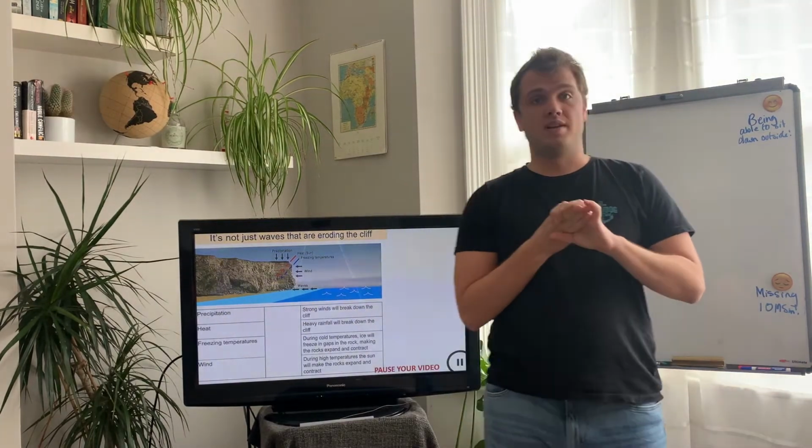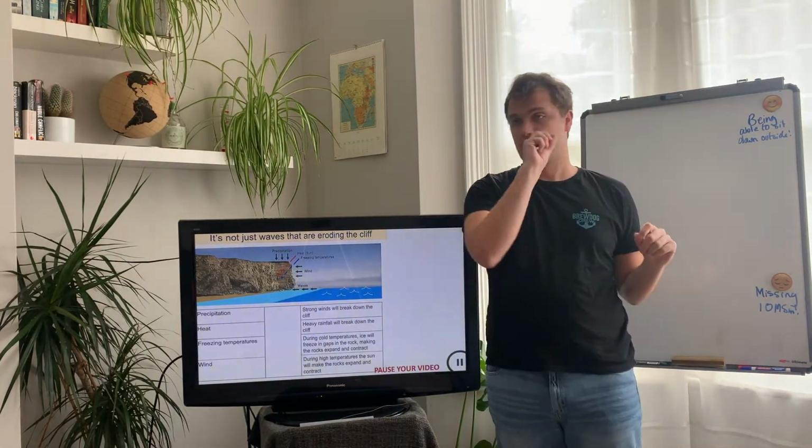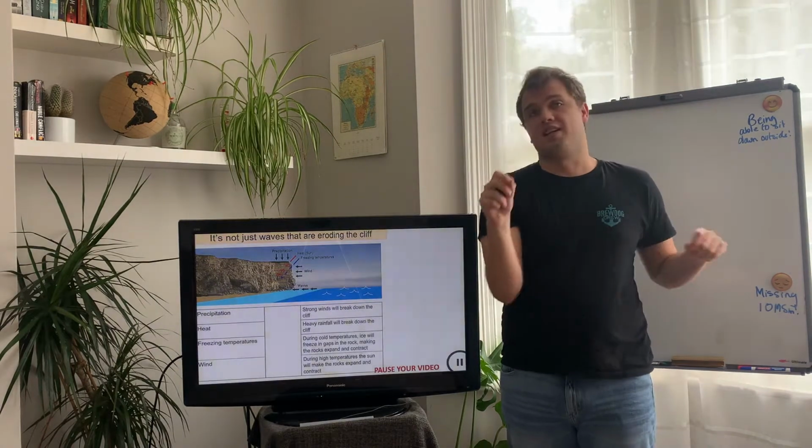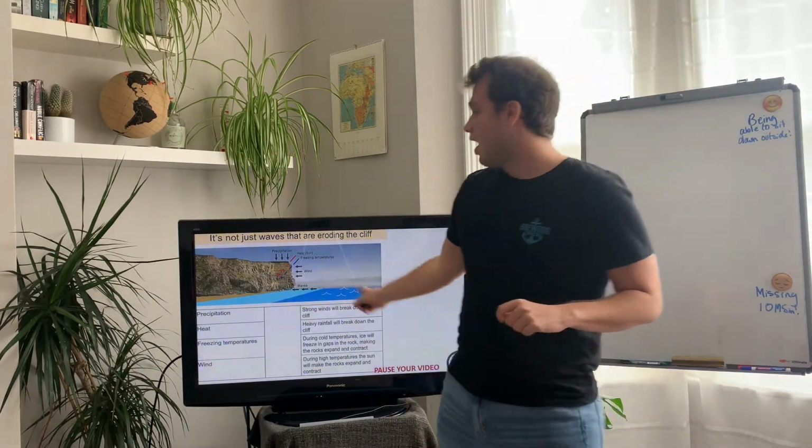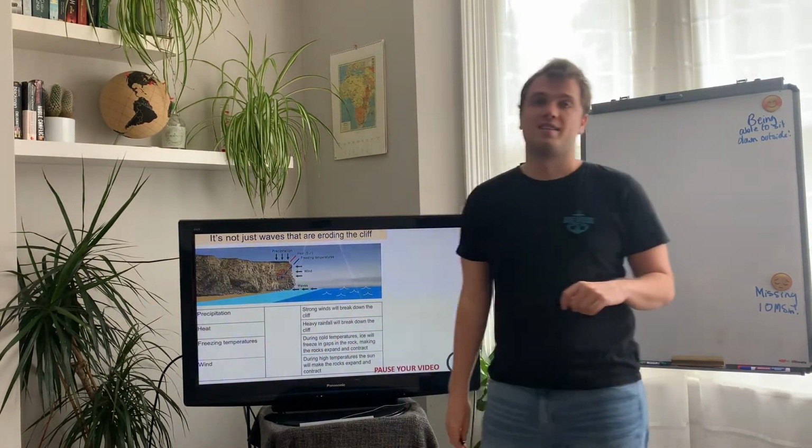So what I'd like you to do now is just do a little subheading, factors affecting cliffs, and I'd like you to copy out this little gap fill for me, matching up the factor to how it will affect the cliff.